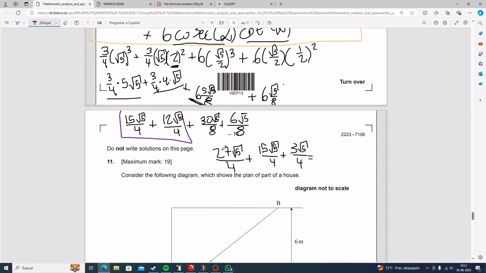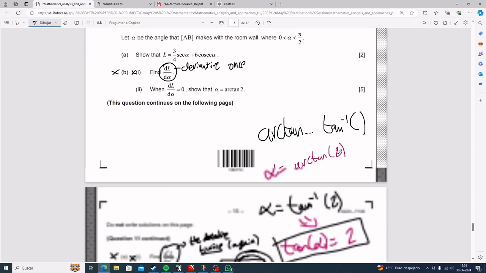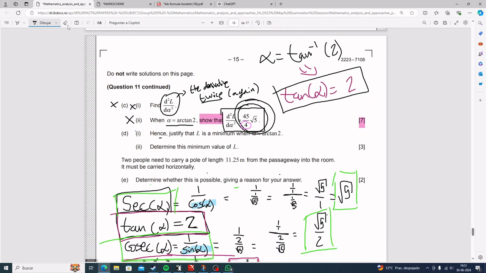Now you combine everything. So this 27 plus this 3 gives you 30, plus 15 gives you 45. 45 divided by 4 times square root 5. Ladies and gentlemen, that exercise was crazy. I'll be honest. Part C qualifies as illegal in many countries, I'll be honest. Okay? Alright, you guys. That is for part C, part double I.